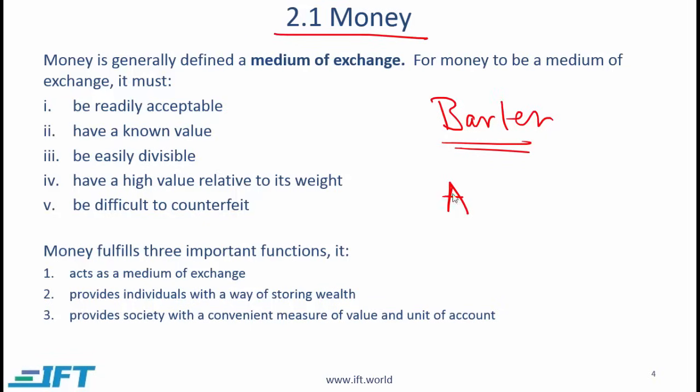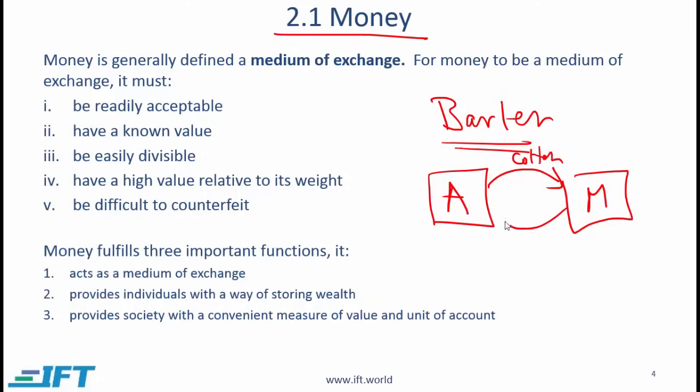This means that if farmer A, who produces cotton, wants milk, what he'll have to do is find some person who is willing to accept cotton in exchange for milk. And as you can imagine, this would be extremely inefficient. If we have money in an economy, then barter trades would not be necessary.